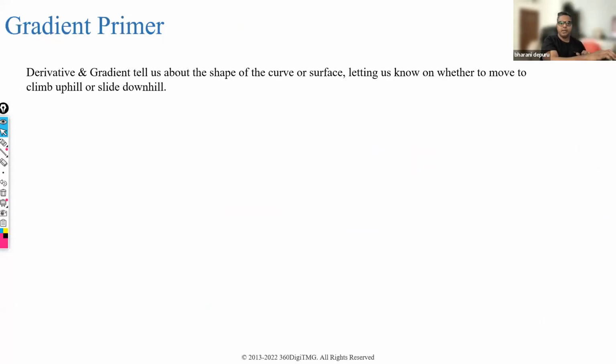Back to our discussion. Gradient primer. Meaning, what do you mean by gradient, so on and so forth? Derivative or gradient or slope or rate of change all mean the same things. All of these mean the same. It tells us about the shape of the curve or surface, error surface, loss surface, etc. And it will let us know on whether to climb uphill or do you need to slide downhill. This information will be available.